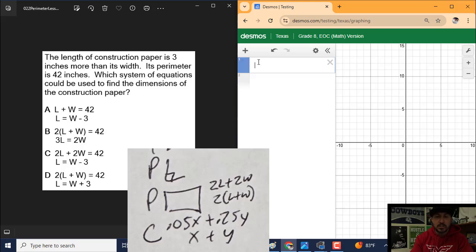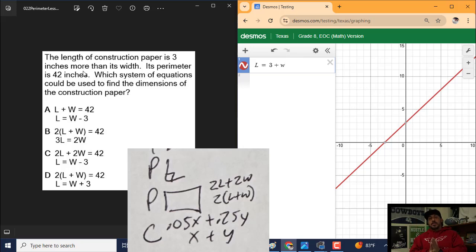The length, all right? So the length, I'm going to type in L right there because I'm writing my notes on my keyboard. The length of construction paper is 3 inches more than the width. So the length, I put L. The word is means equal, so I put equals. So the length equals, then I have a 3, and then you keep going and you see more. What does more mean? More means plus. Then you see width, so you put a W.